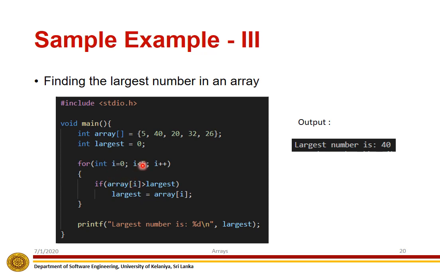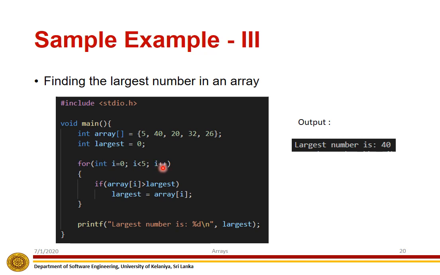First, 0 is less than 5. Now i is 0, the array index 0, the 0th value is 5. But here I have initialized the largest variable as 0. So here 5 and here 0. 5 is greater than 0, so the largest value is the 0th index value, 5. Then it will go to the for loop again.